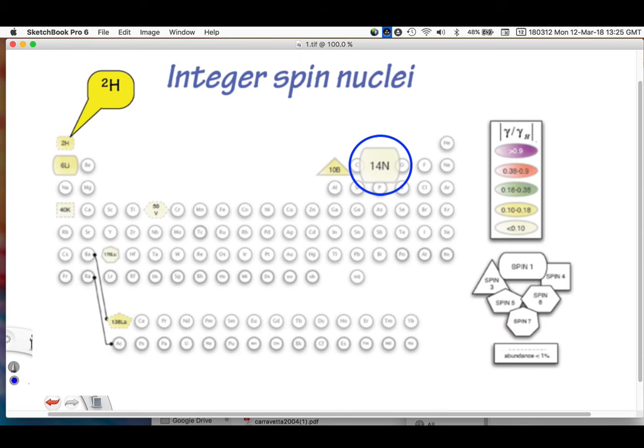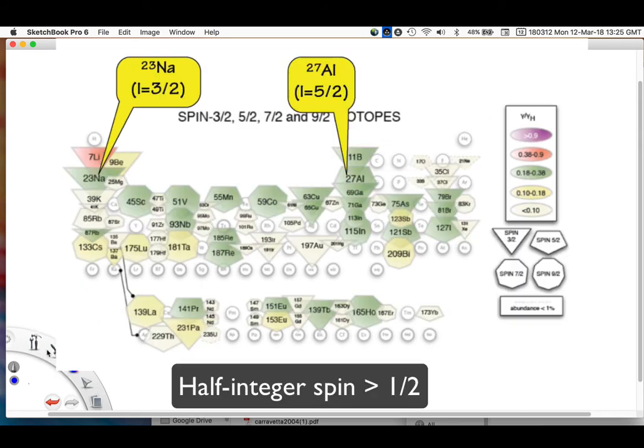In fact, most of the nuclei in the periodic table have half integer spin. That means 3/2, 5/2, 7/2, or 9/2. As you can see, these are distributed widely across the periodic table. Some important ones are sodium-23, which has nuclear spin 3/2 in the ground state, and aluminium-27, which has nuclear spin 5/2 in the ground state.